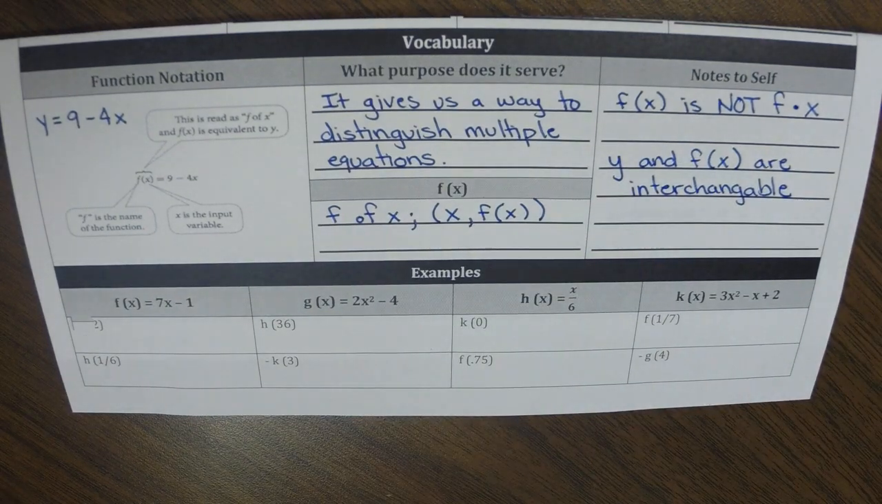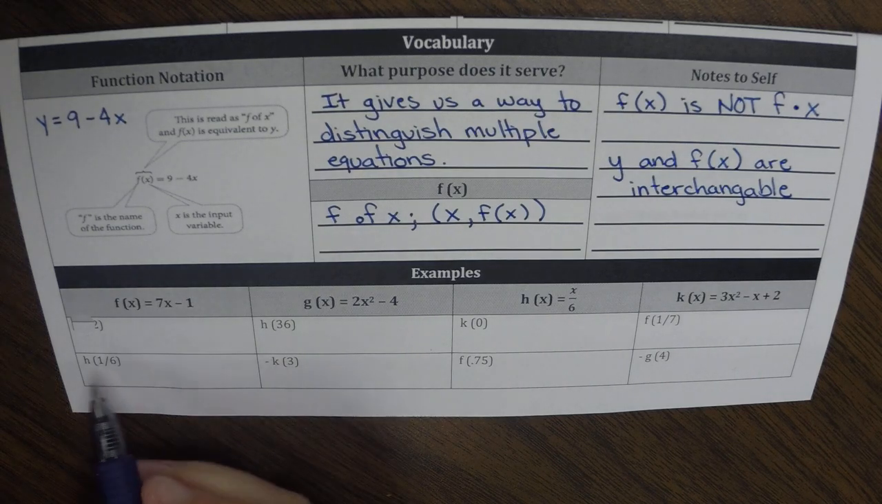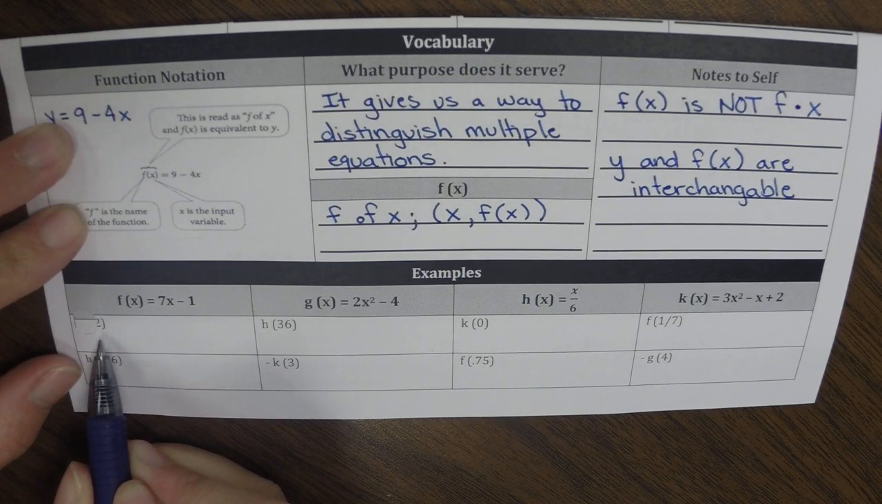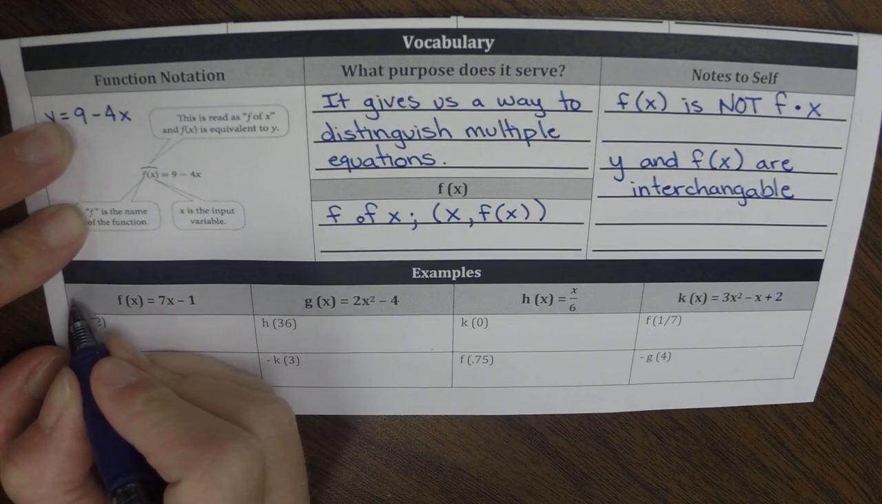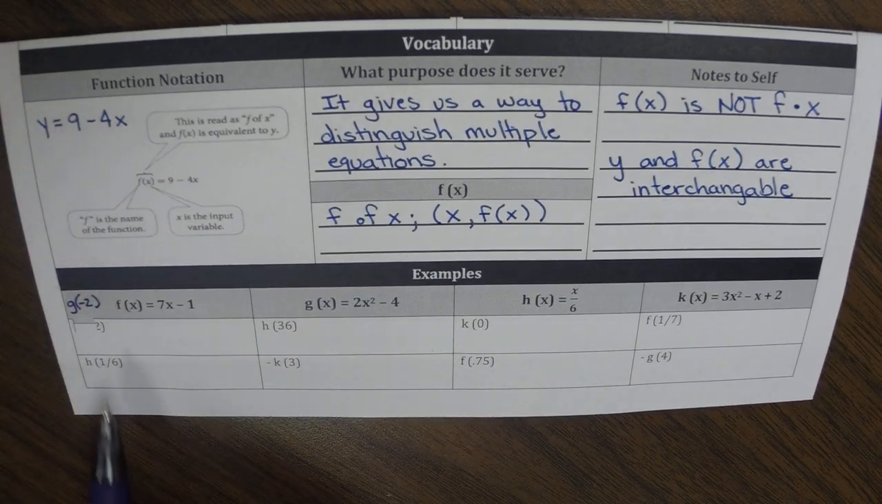So let's look at how this works. Sadly, I punched a hole right where your problem is on this one, so we're going to have to kind of rewrite it. But it was g at -2. So this is something that you have done before.